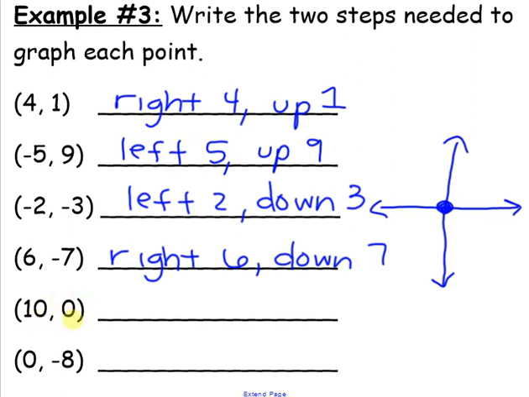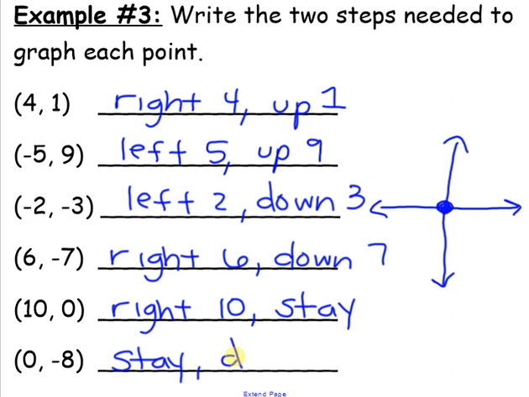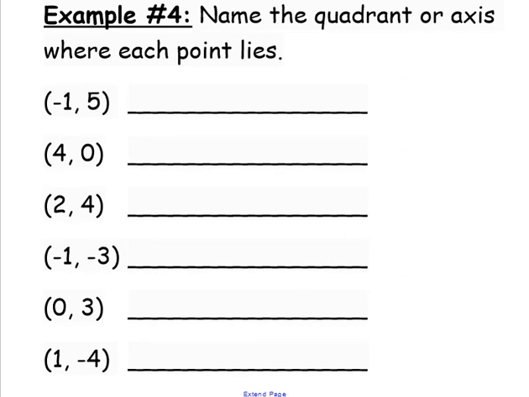Now here I have 10, 0. So I know I'm going to be on an axis and not a quadrant. So I'm going to go to the right 10 and I'm not going to go up or down, and so we write stay. So I'm going to write right 10 and stay. Now here we have 0, -8. Again, I have a 0, so I know I'm going to be on an axis of some kind. Start at my origin. I'm not going to go left to right any, but I'm going to go down 8. So originally, I'm going to stay, and then I'm going to go down 8. Just like that. And again, this is just to help you navigate through the coordinate plane.